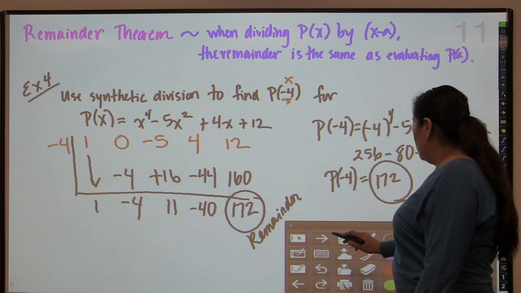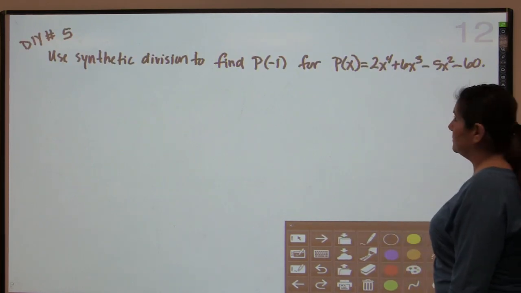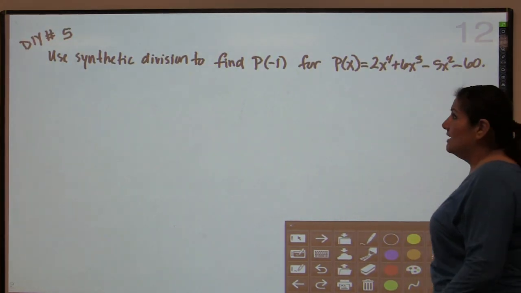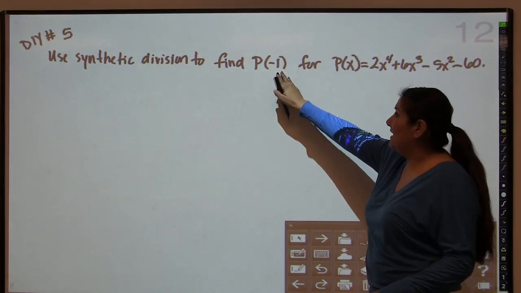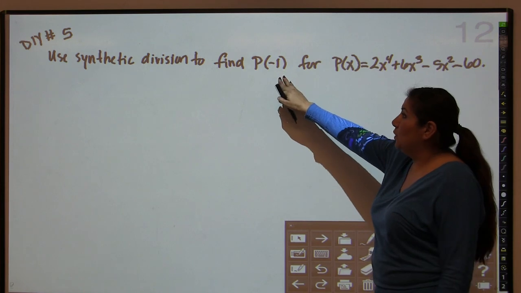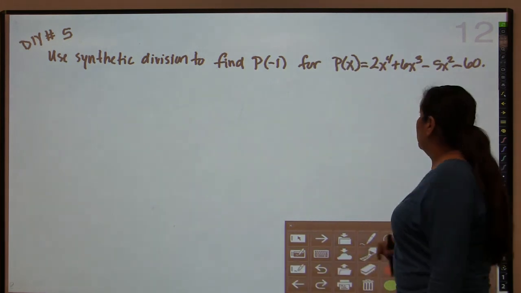So here's your last example for your notes. I want you to use synthetic division to find p of negative 1. I don't want you to plug negative 1 into the function. I want you to do it by using synthetic division, okay?